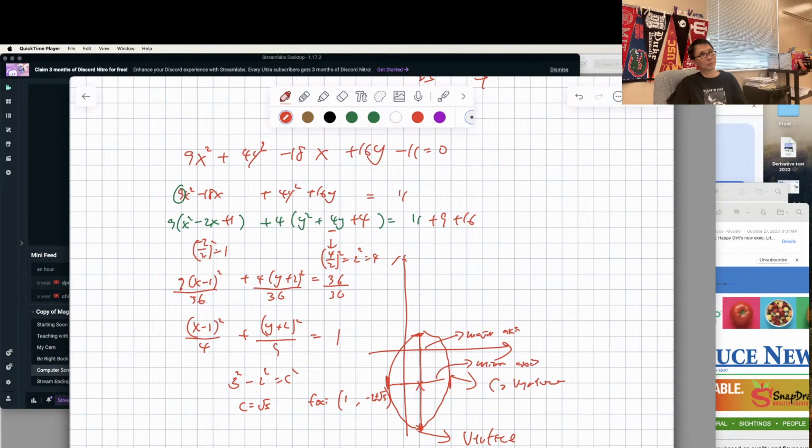The middle is the focus, right? The focus is located on the major axis, so you have to figure out which one's the major axis. But you have to complete the square correctly. The focuses are these. Middle is the what? Center.